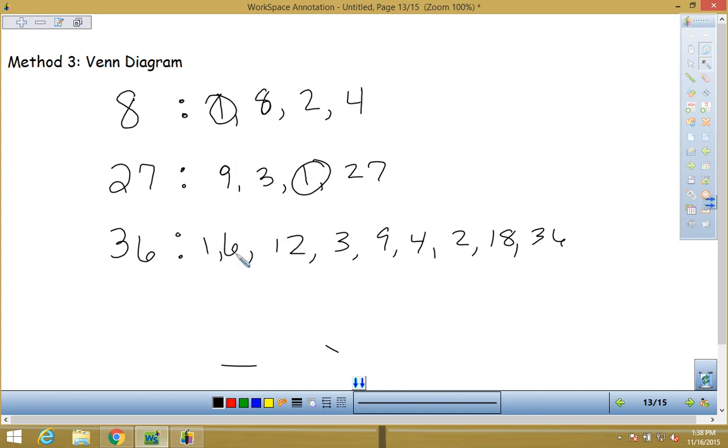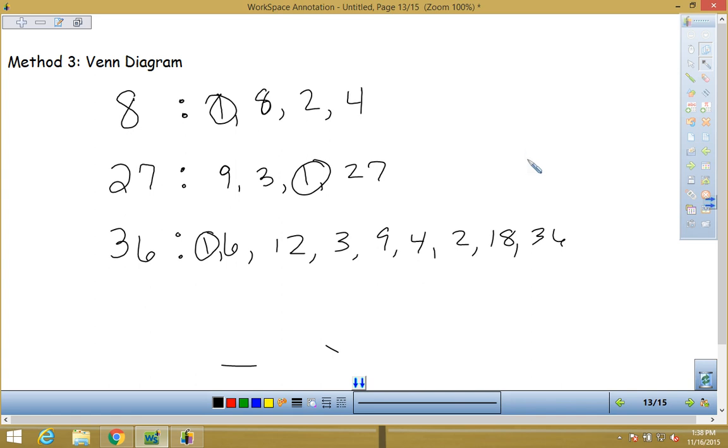Okay. Now let's drop down here. Well, here's the thing, guys. The only thing they have in common between these two is 1. That 2 doesn't go to 27. So the only thing that these three numbers have in common is 1. Because 27 doesn't have 2, doesn't have 8 and 4. 8 and 36 have a lot more in common. Okay? Griffin. So would that be 3? No, it would just be 1.